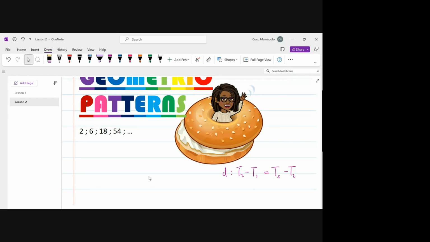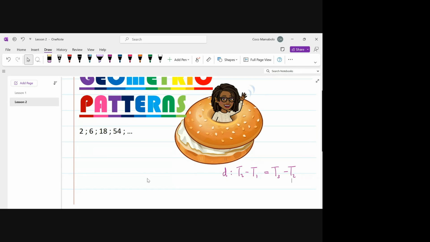6 minus 2 is 4. 18 minus 6 is 12. 54 minus 18 is 36. It doesn't give us a common difference. But what have I done to get from one term in the sequence to the next term? Anybody figured it out yet? I'm sure we have. It's quite simple. What have I done to get from one to the other? Good. How much did I multiply by? That's it. We've multiplied by 3.